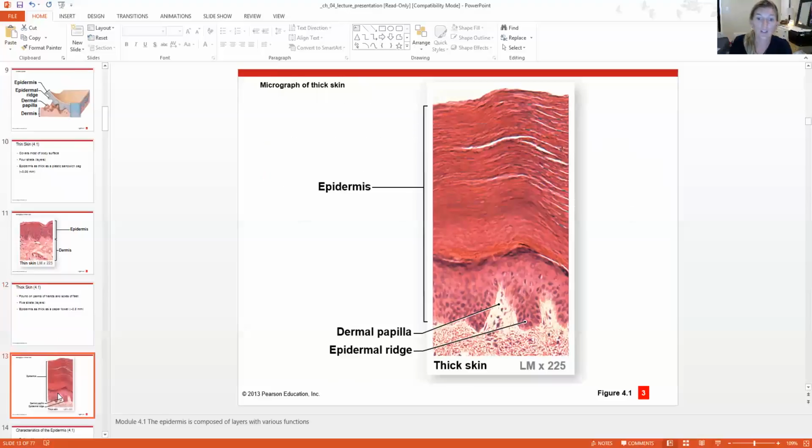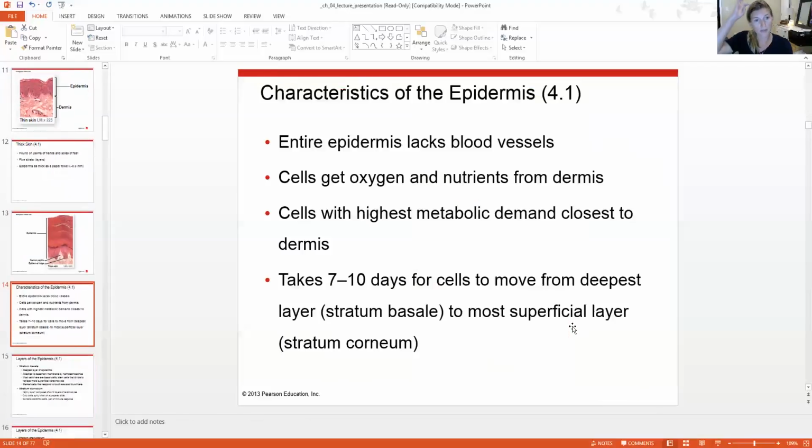Here you see, and this is a huge comparison. Look at this thick layer compared to just that little stringy layer that was on thin skin. Here's the deeper epidermis, and that layer of stem cells is that first layer of dark pink. So let's talk about the overall characteristics of our epidermis.